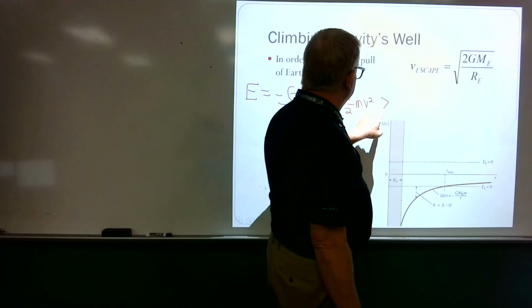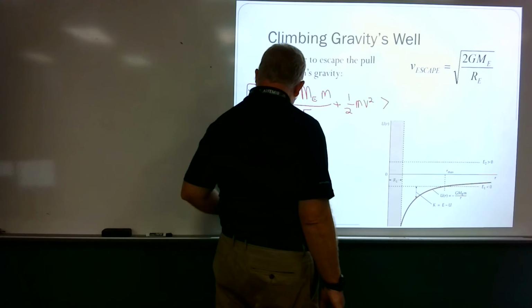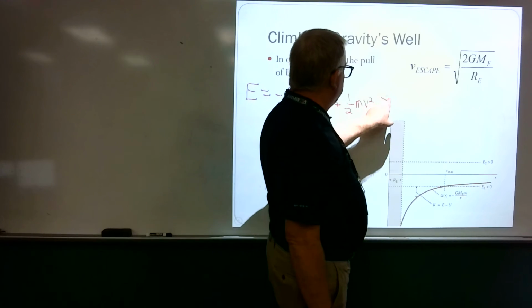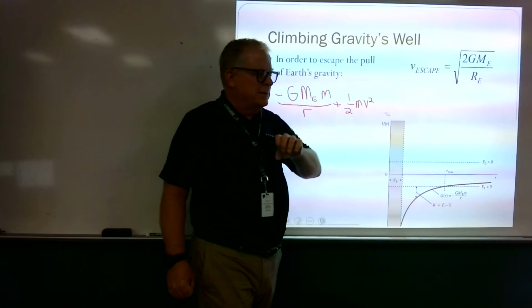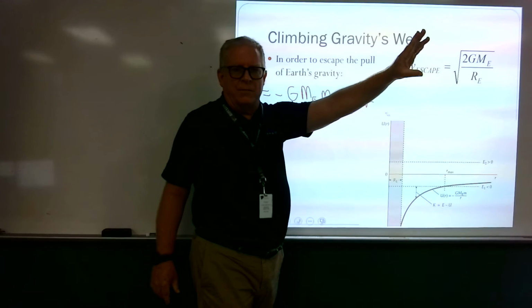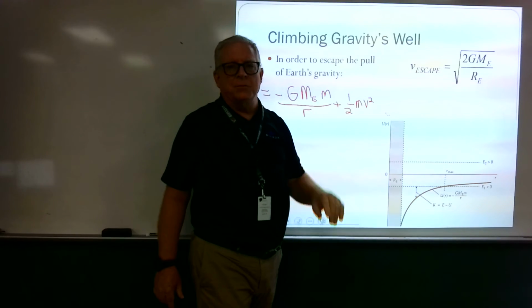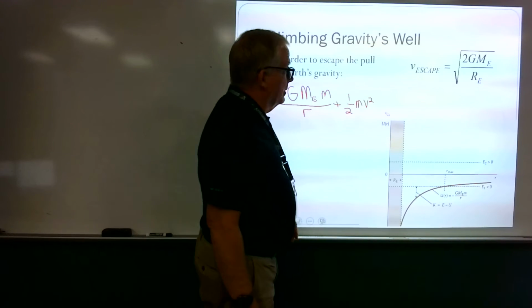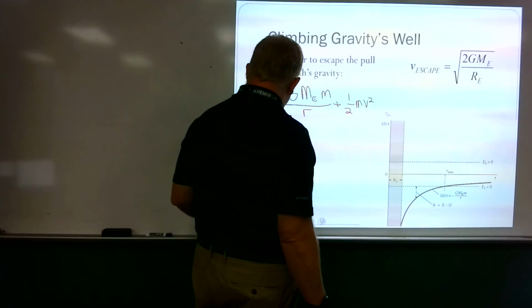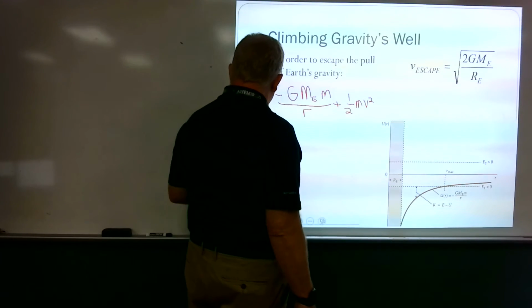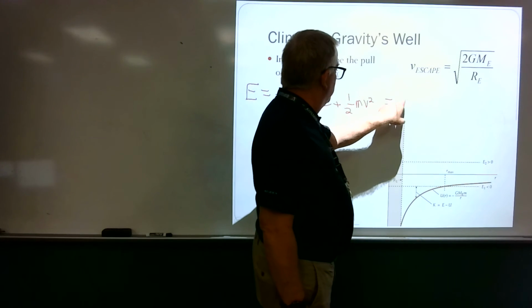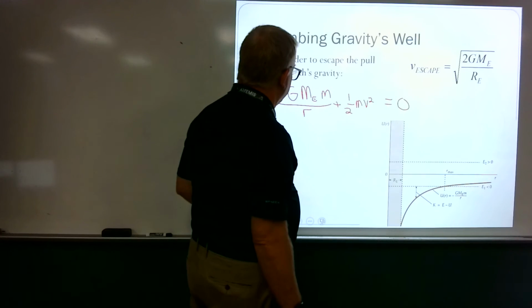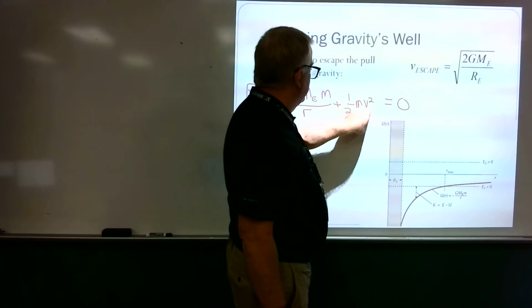Then what we're saying is that that velocity has to be such that the total energy is equal to zero, which means you get far away from the Earth where the potential energy is zero. That's where your kinetic energy is also equal to zero. Okay? So this should equal zero. Well, this is the escape velocity.